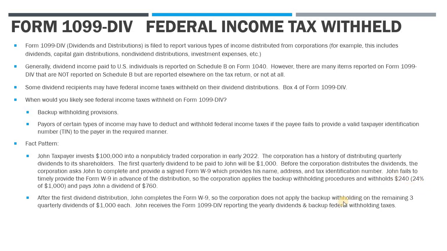Now, after John saw this, he decided, okay, well, maybe I need to get this done, and so he did complete the W-9 and provided that to the corporation. So the remaining dividends that he received, the corporation did not backup withhold. He got $4,000 total in dividends throughout the year, and he had some backup withholding of $240, which the company already remitted to the IRS, so they're not going to refund it.